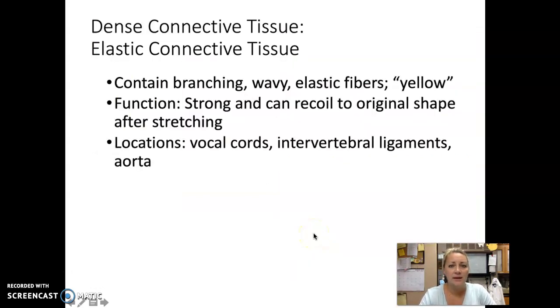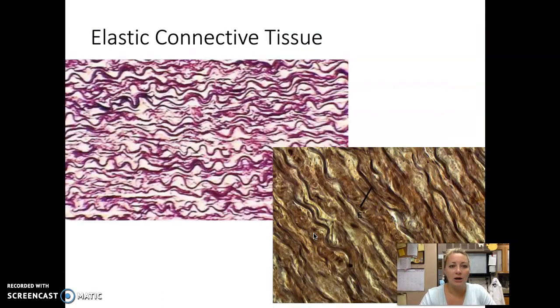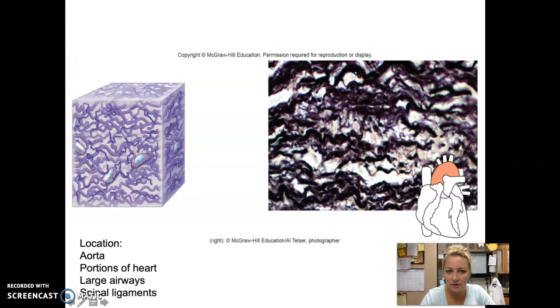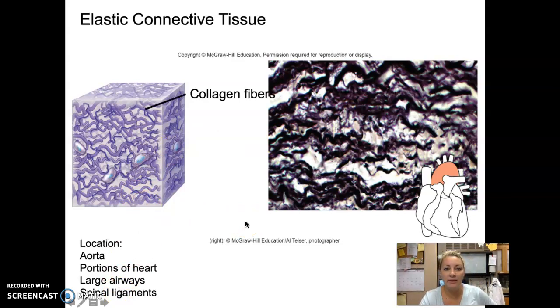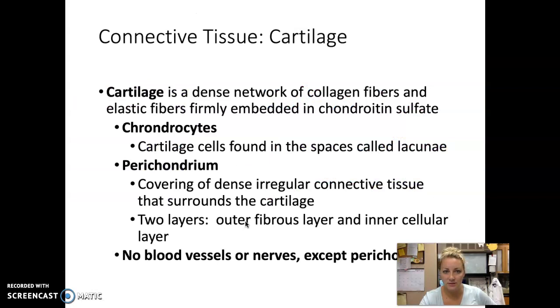Okay. And then for our elastic tissue, do you see how it looks like springs? That's what I always think of here. I really gotta hurry. Okay, where would we find this? Labeled down in the bottom, and then you can go through and label these guys.